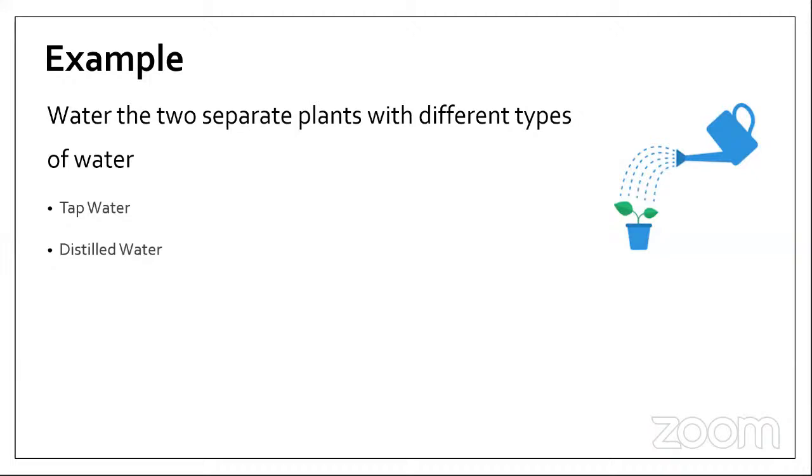Let us understand the types of hypothesis using one example. Suppose we have given two types of water to plants, and we want to estimate the biomass of the plant after 30 days of treatment. On one plant we have given tap water, and on another plant we have given distilled water, and we want to analyze whether the two types of water have any significant effect on plant growth or not. So there are two possible outcomes.